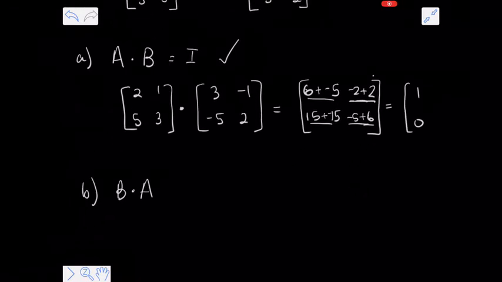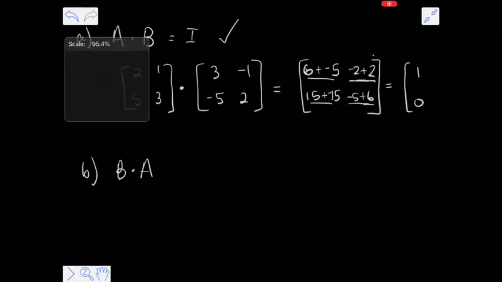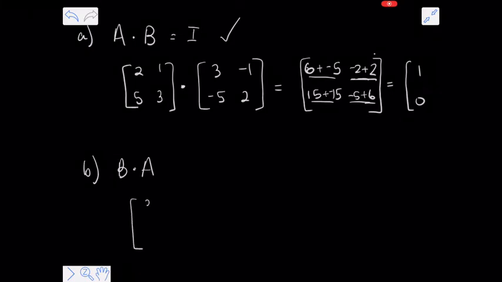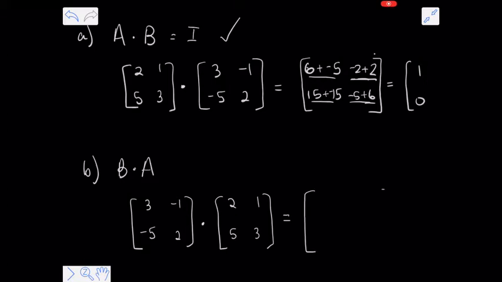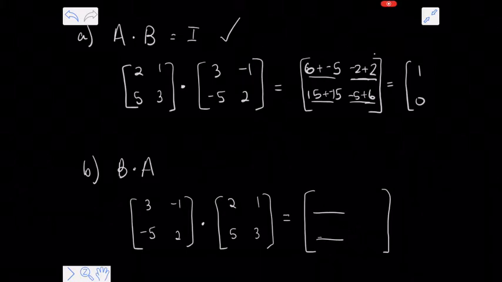Now we have to do B times A. If you remember from our discussion in section 6.2, multiplying matrices is not commutative, so A times B isn't necessarily the same thing as B times A. So we have to show both. So now B times A. We have another 2 by 2 multiplied by a 2 by 2, which will give us a 2 by 2.